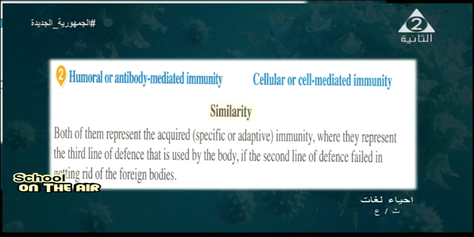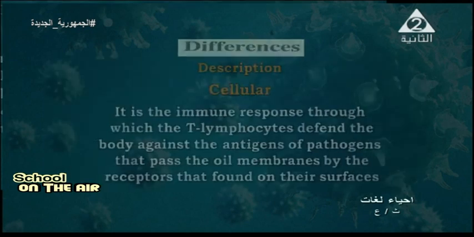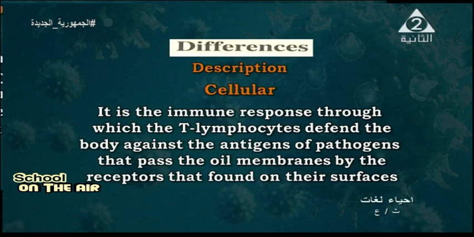Both of them represent acquired, specific, adaptive immunity, where they represent the third line of defense that is activated by the body if the second line failed in getting rid of the foreign body. If the second line failed to win, we look at the difference or description.